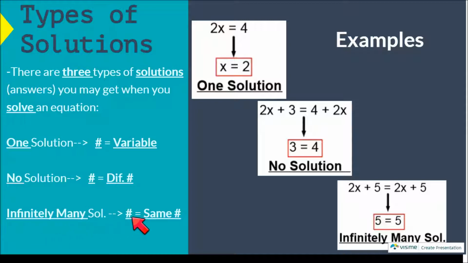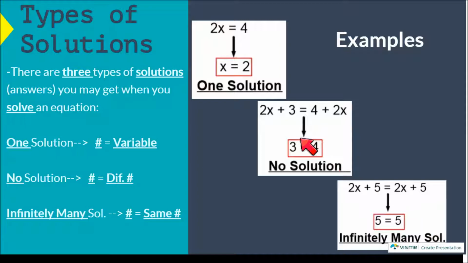Infinitely many solutions, and that's when a number equals the same number. All right, so if we look over here in the corner, we have an example of 2x plus 5 equals 2x plus 5, and when we solve that, we end up with 5 equals 5. Okay, well, if it's a number that equals the exact same number, that's called infinitely many solutions. Everybody say infinitely many solutions.